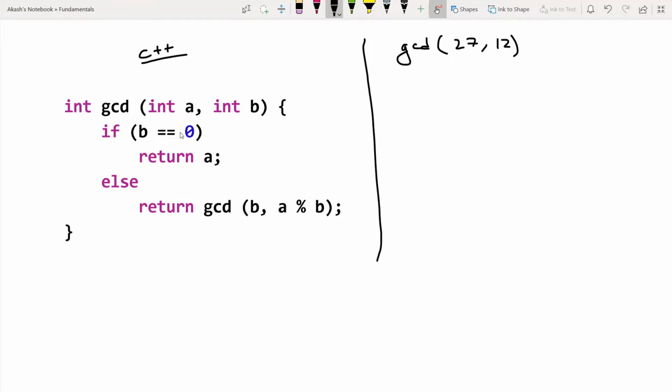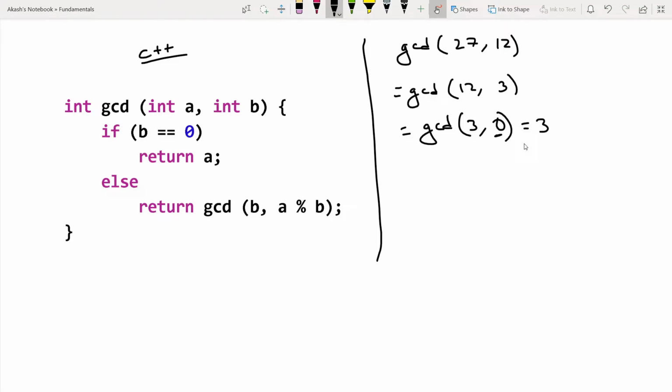So this B is not 0, so this is equal to the GCD of B, that is 12, and 27 modulo 12, that is 3, which is equal to GCD of 3 and 12 modulo 3, that is 0. As soon as we hit 0, we are going to return 3. So the GCD of all these numbers is 3. Yeah, this is exactly what we had discussed in the method before.